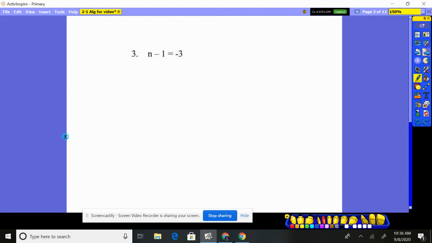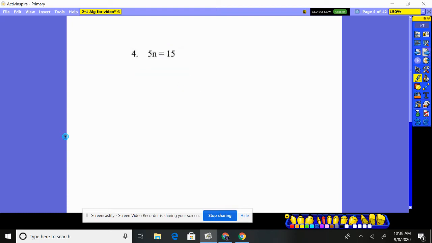Number 3, n minus 1 equals negative 3. We want to undo that subtracting of 1, so we're going to add 1. And that'll get the n by itself. That goes away. N's by itself. Lose 3, gain 1. You're at negative 2.